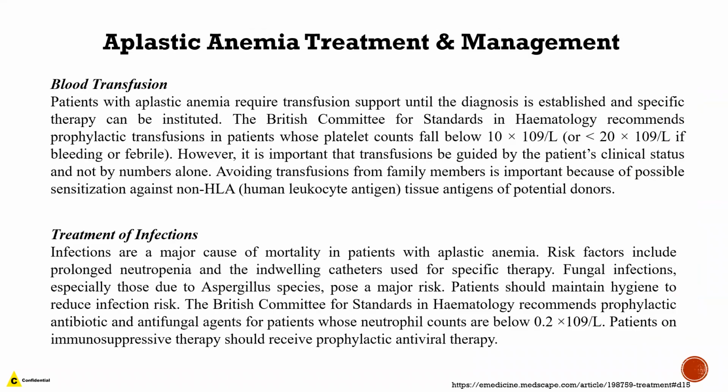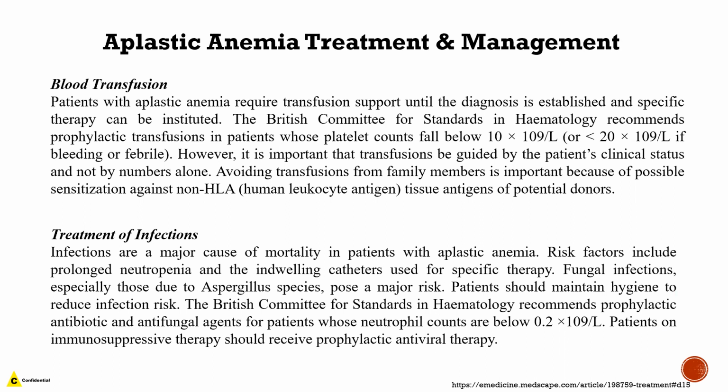Patients with aplastic anemia require transfusion support until the diagnosis is established and the specific therapy can be instituted. The different guidelines recommend prophylactic transfusion in patients whose platelet count falls below a threshold per liter. However, it's important that transfusion be guided by the patient's clinical status and not by numbers alone.